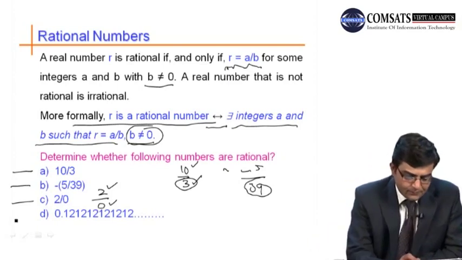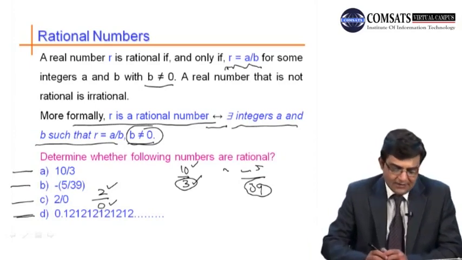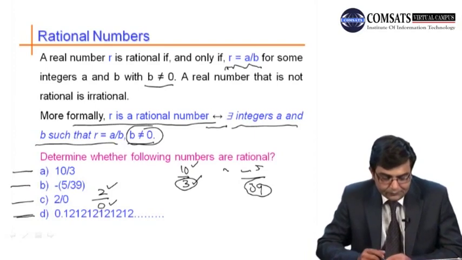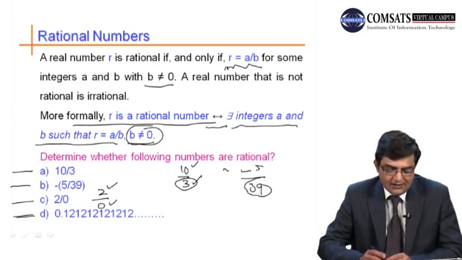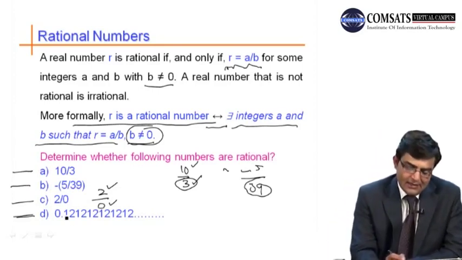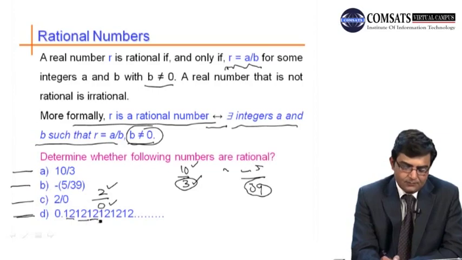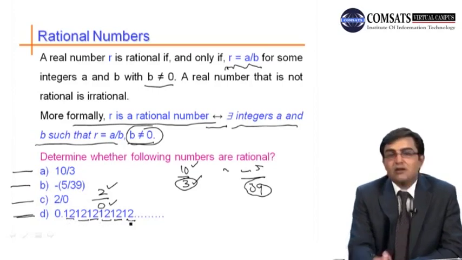Now in case of d, whether this number is a rational number or not, how can we recognize it? You have studied in earlier classes that if we have a decimal number like this, and after the decimal point the digits are repeating, as we can say the sequence 1 2 is repeating, 1 2 1 2 1 2 1 2.